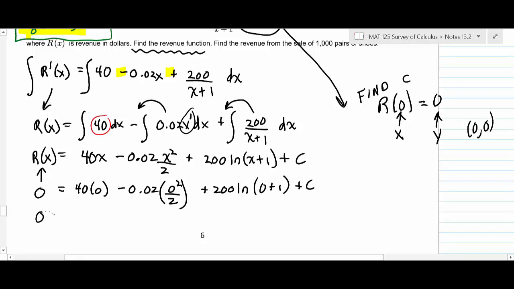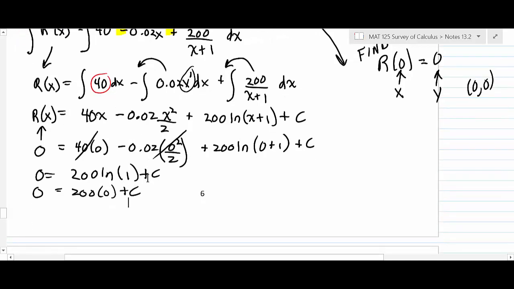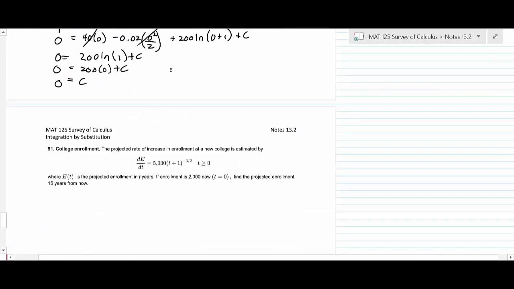Okay, so what do we have? That's 0, that goes to 0, that goes to 0. We have 200 ln of 1 plus c. What's ln of 1? 0. So what we really have is 0 equals 200 times 0 plus c. So what's c? 0. And it's not always 0. A lot of times it is. You do got to plug that in and verify the details.